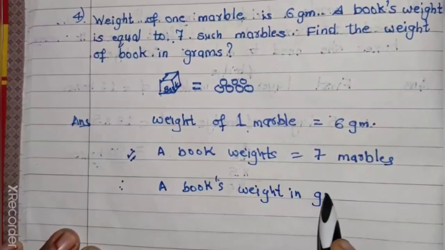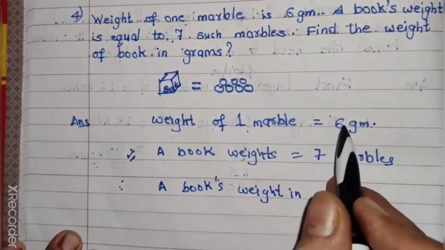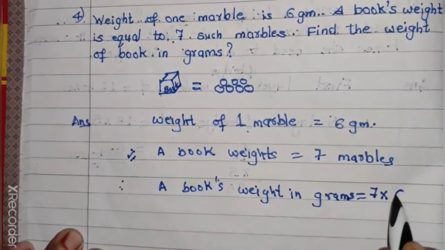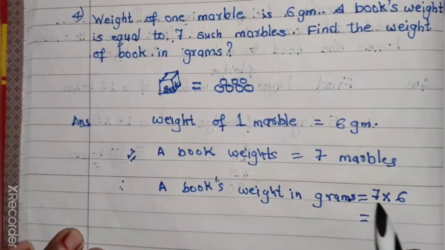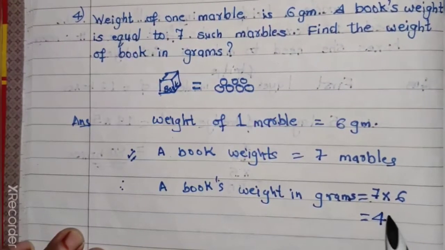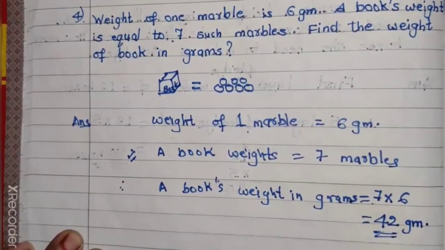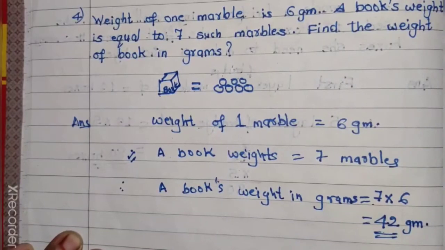in grams. How are you going to do? See, one marble is 6 grams. So 7 marbles how many grams? 7 multiplied by 6. If these simple kind of tables are there, then you do not show the multiplication. Just write down 7 6s are 42. So you are going to write 42 gram is the weight of one book. In this manner, you are going to complete your word problems.